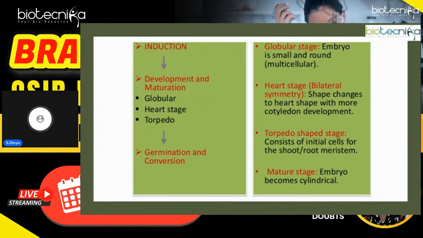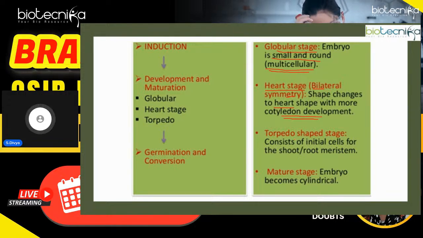Next, what is the significance of each stage of development? If you see, for the globular stage, the embryos will look small and round, and by nature they will be multicellular. In the heart stage, they will have bilateral symmetry. That means, as the name indicates, the shape will change to heart, but it will have more cotyledon development.